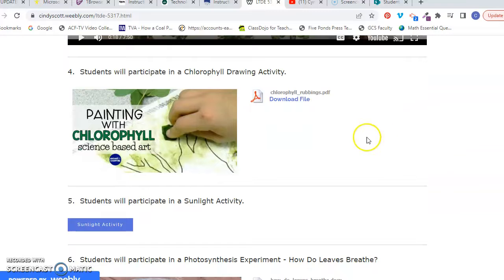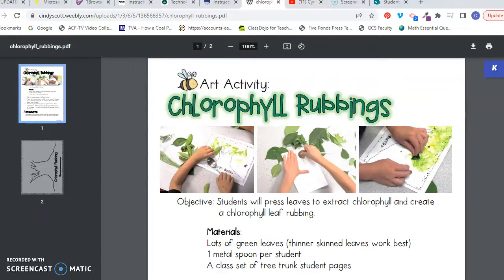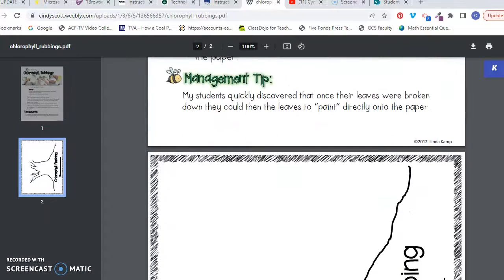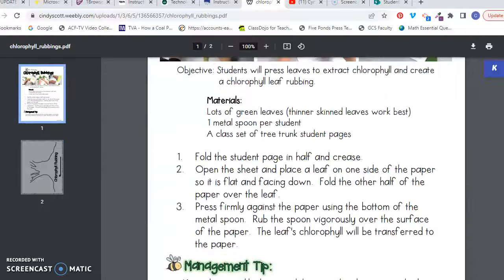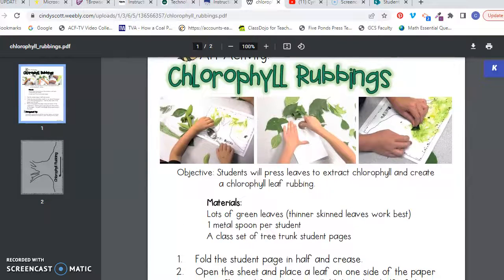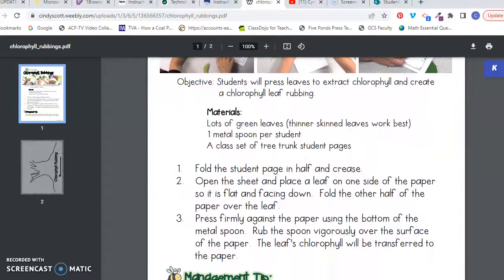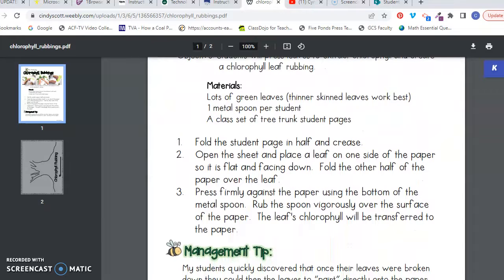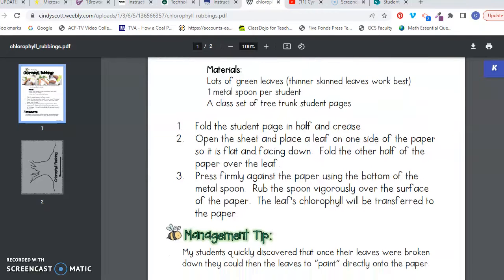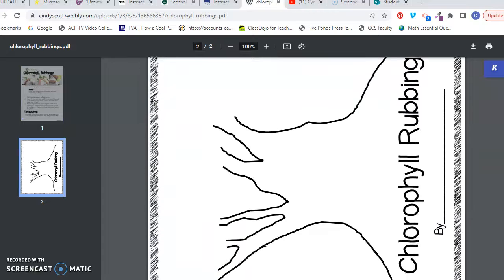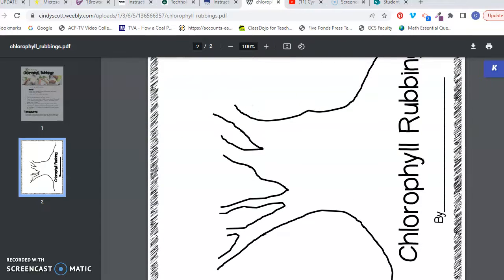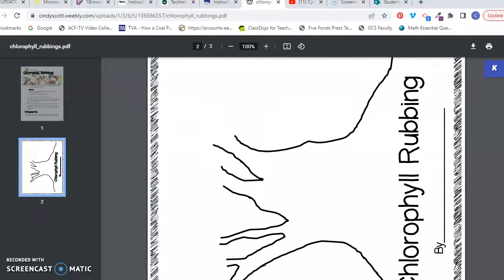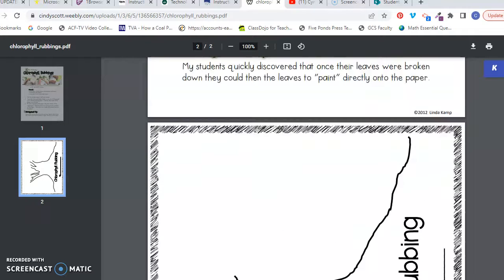The next activity is a chlorophyll drawing activity. They will download the file. Here are the directions. They would actually need to print this picture, but the directions tell them that they need to go outside, get some leaves, and then take a metal spoon and crush the leaves. And then they are going to actually sort of paint, if you will, with the chlorophyll from the leaves. And that really helps them to see the chlorophyll that is in a leaf.